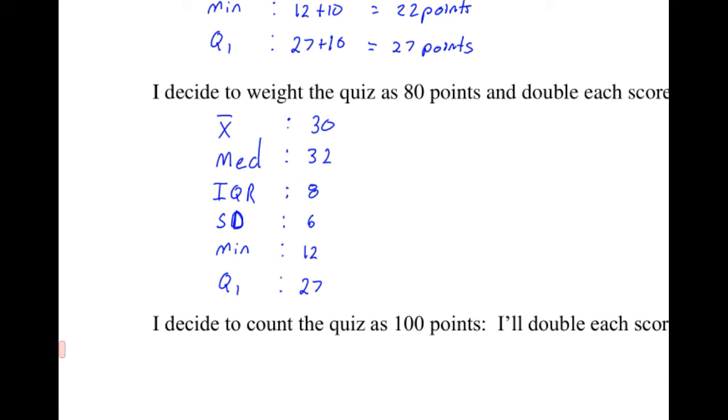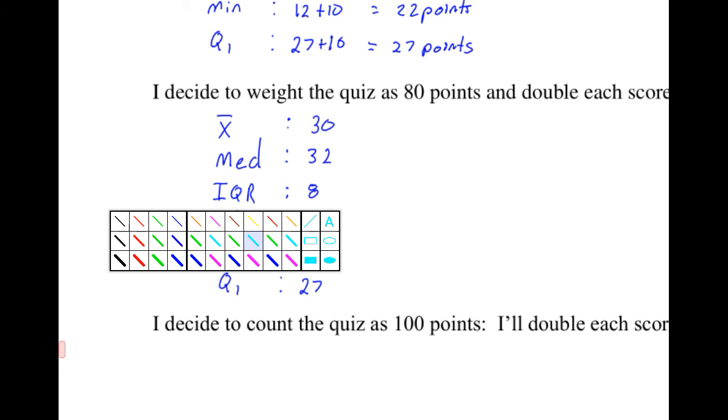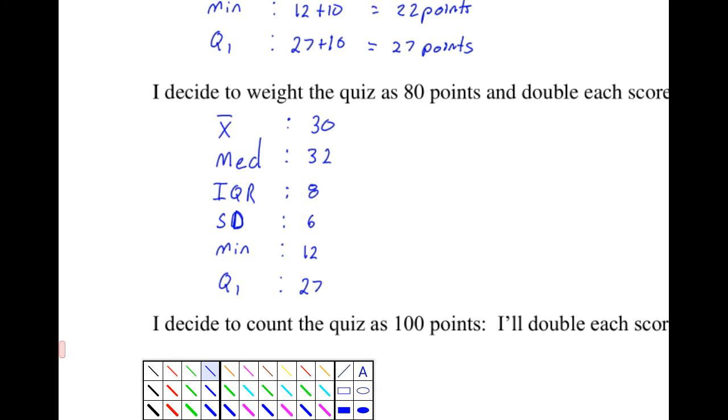So when we multiply, when we stretch it out or scale it, a lot of times we call that the scalar, then everything changes, not just my position, but also my measures of spread. So here, I'm going to multiply the mean by 2. That's going to double as well. So my new mean is 60 points. My median is doubled, so I get 64 points.